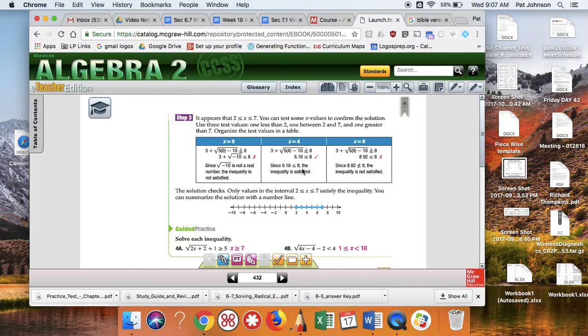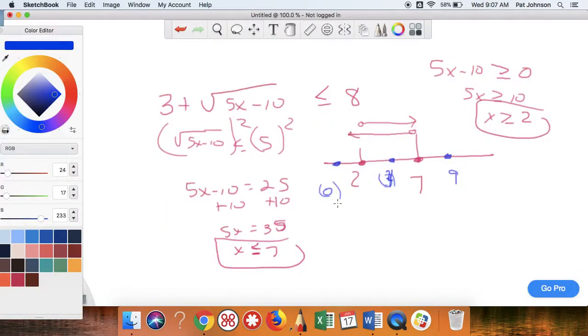Then we put 4 in between here, and we get 6.16 is less than or equal to 8. That's a true statement. That works. Now we pick a point 9, and we get 8.92 is less than or equal to 8. That's a false statement, so that does not work. So this was false, false. This was true, therefore my solution is going to be from here to here, and I would say 2 is less than or equal to x less than or equal to 7. So you just test both points. All right? That's all you do.